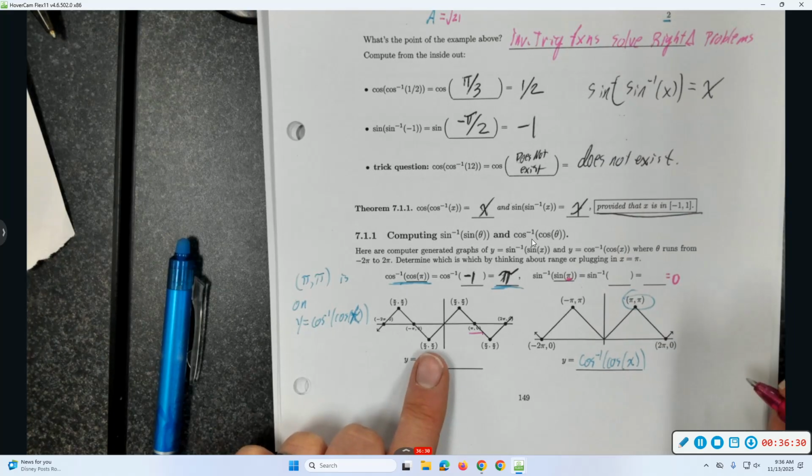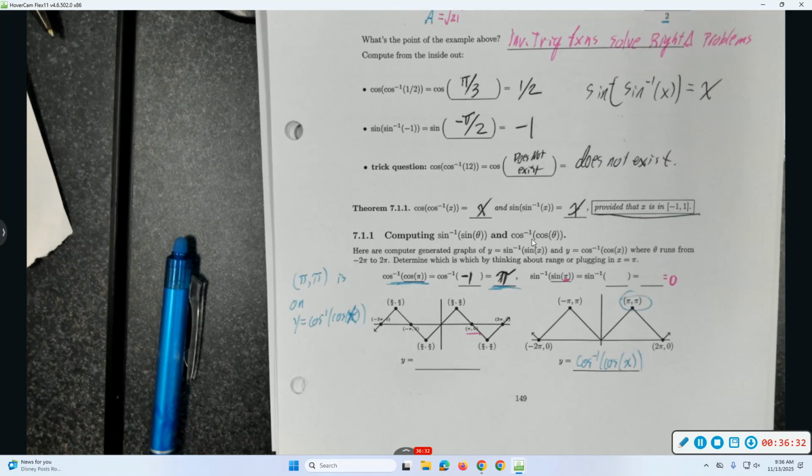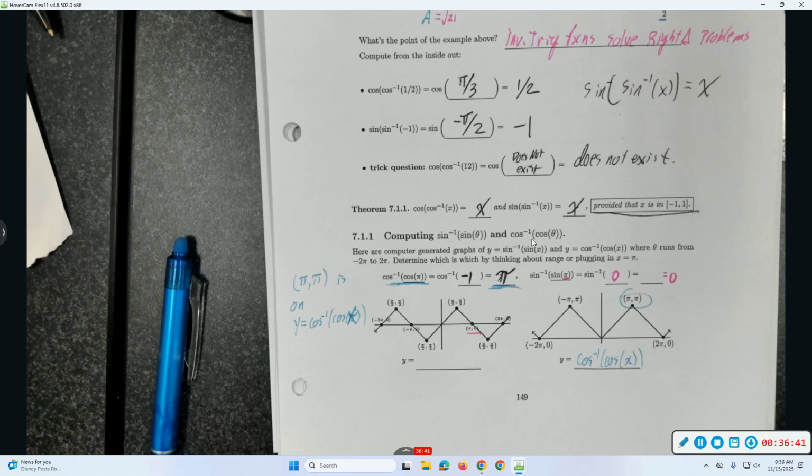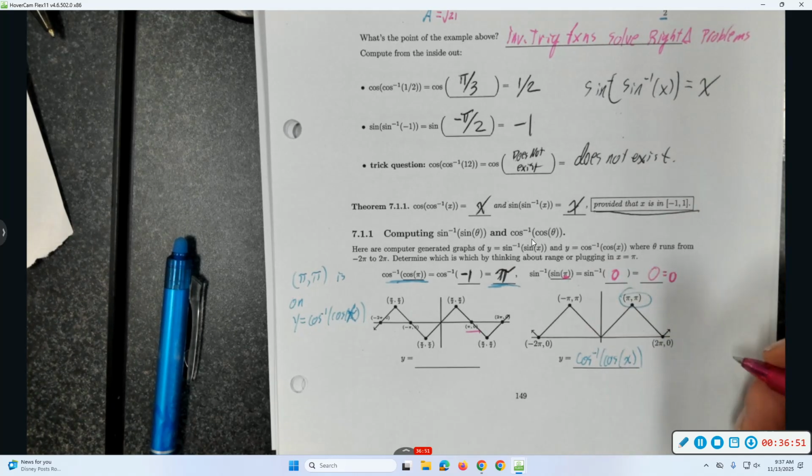Let's see if that actually happens by doing the same computation. Take a look at your unit circle. What's the sine of pi? Zero. And now, inverse sine of 0, that's the simplest angle whose sine is 0. What's the simplest angle whose sine is 0? Zero. Oh, cool, check that.